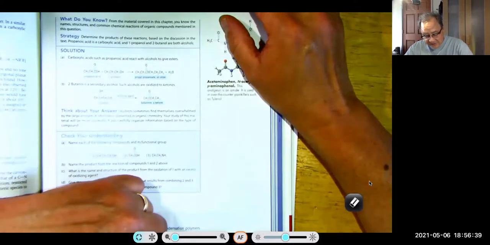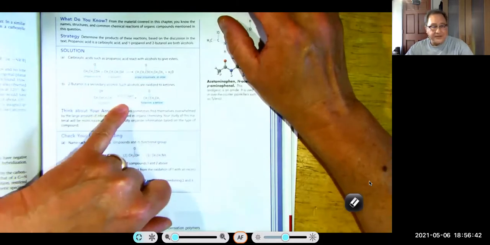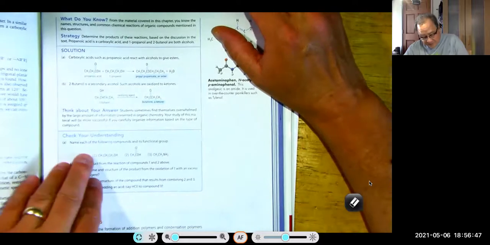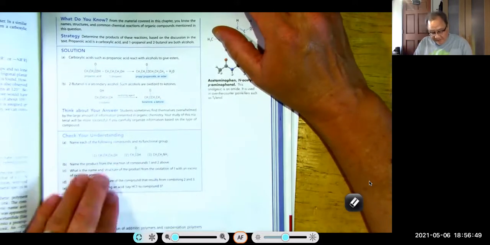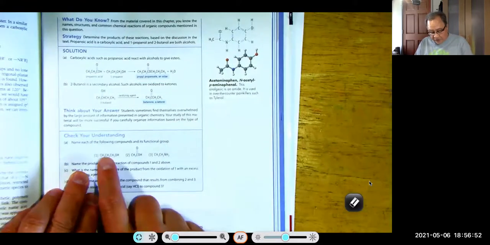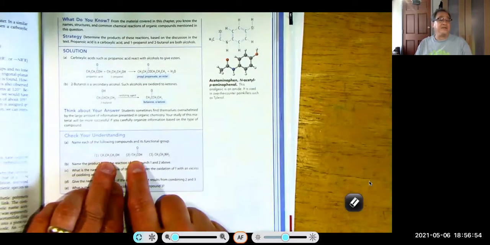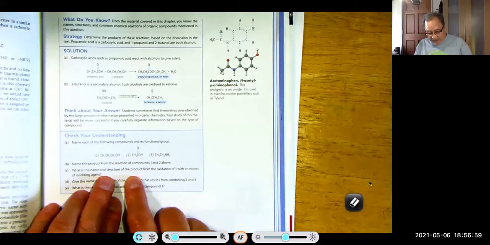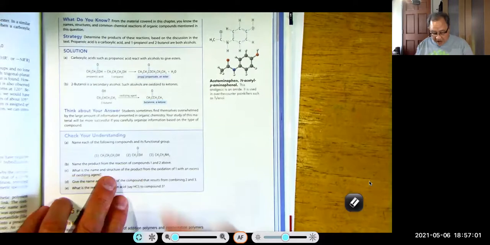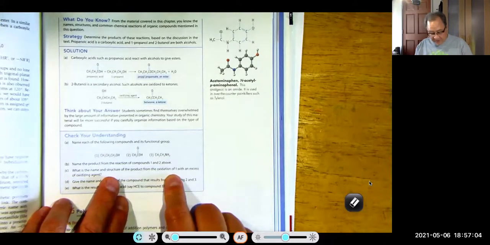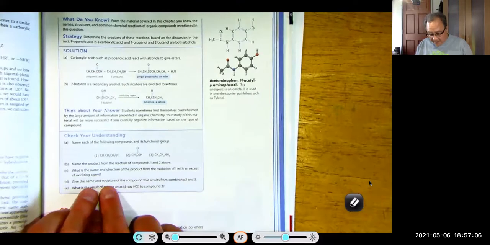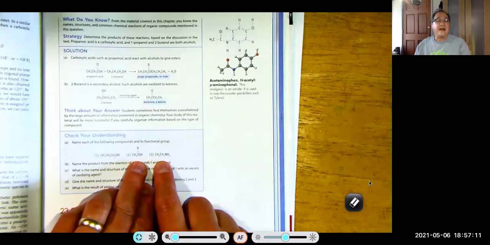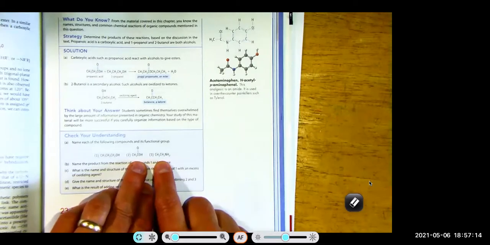Now, here's the one with the oxidizing agent, which we didn't cover because I thought that's just too much detail for this class. So here, look at these. We've got name these compounds, and then B, name the product of 1 and 2. So 1 is an alcohol, 2 is an acid. What are you going to make? An ester and water. Okay, what is the name of the structure with oxidation? Okay, we're not going to worry about that. How about combining 2 and 3? Acid and amine, what are you going to make? An amide and water. So you should be able to do that.